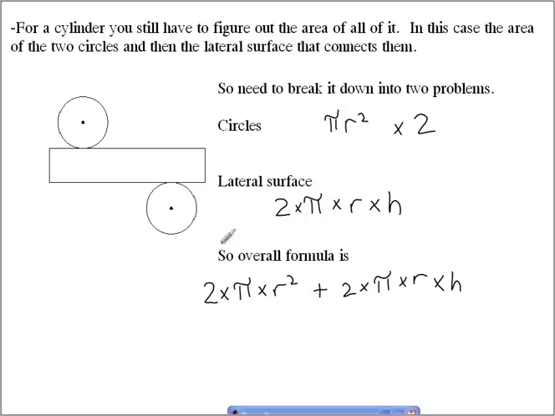That's the surface area. Now over here, for a cylinder, what you have to think about is if you have a roll of paper towels or toilet paper, something like that, when you unroll it, you come up with a rectangle. The reason why is, yes, there's the circular part that's at the end, but the rectangular part is what's called the lateral surface.